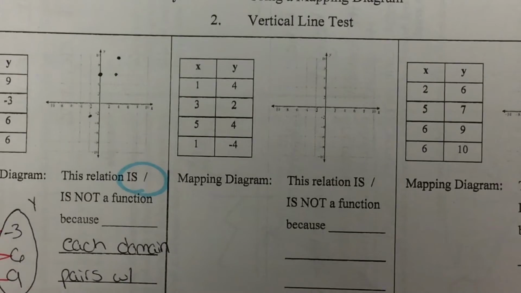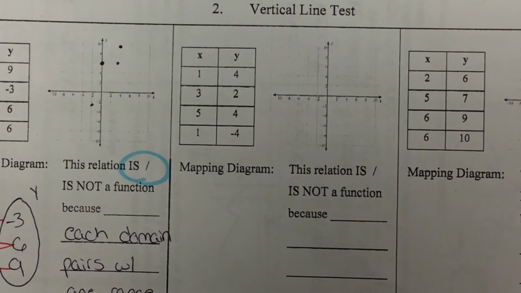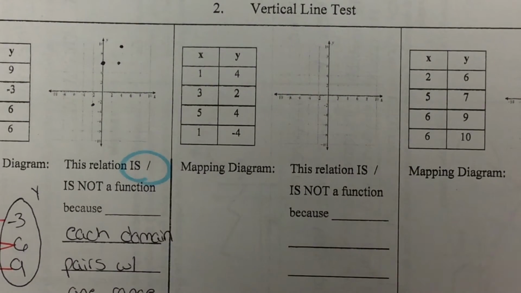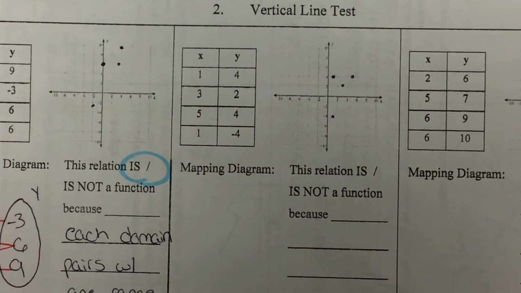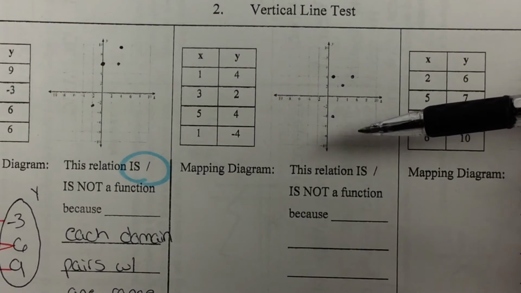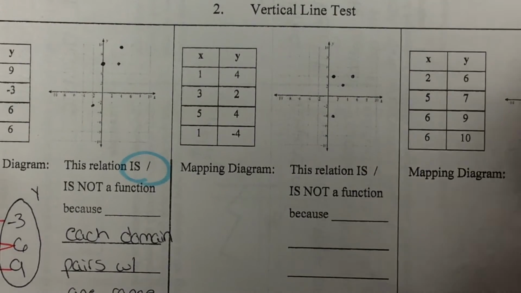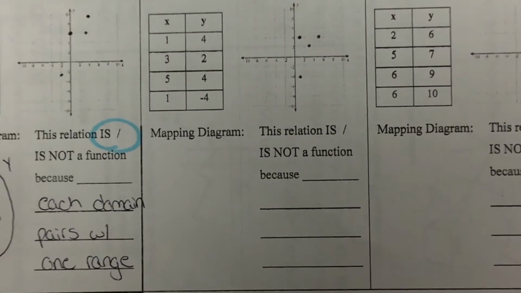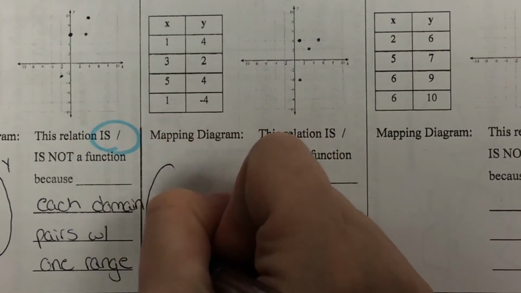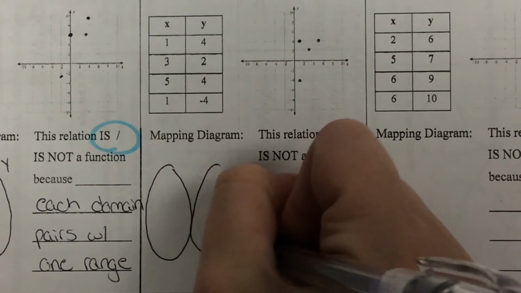Okay, let's look over here at number 2. I want you to pause the video and plot these points on your own, please. Okay, your graph should look something like this. It should look exactly like this, not something like this. And let's go down here and do our mapping diagram like we have been.